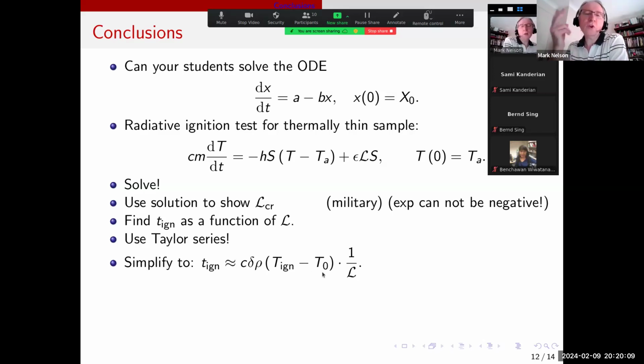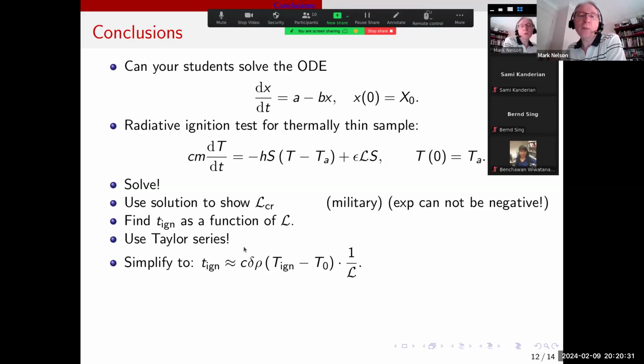And the data can show me 2 things. If I get a straight line when I plot the ignition time as a function of 1 divided by L, I can estimate the effective heat capacity. If I don't get a straight line and it's curved, that means that my sample is not thermally thin. So that can be a useful conclusion to know.